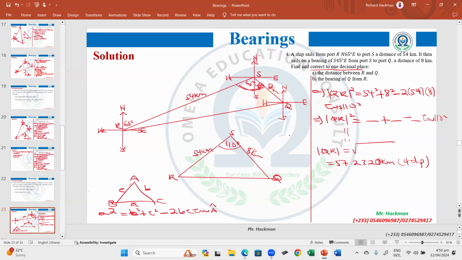So now this is it. For your distance, you draw your conclusion: therefore QR. Instead of writing the distance between R and Q, mathematically the distance between R and Q is this, so write it this way. Is that clear?